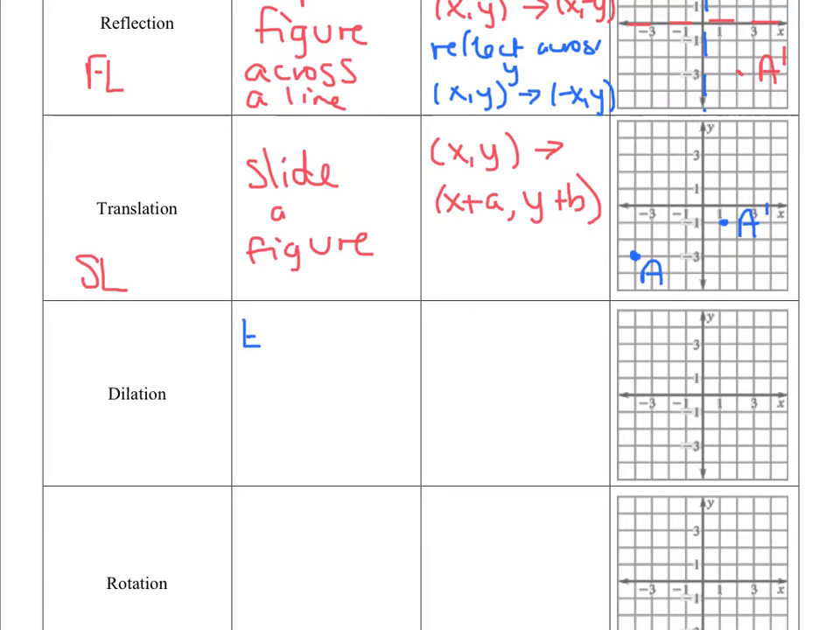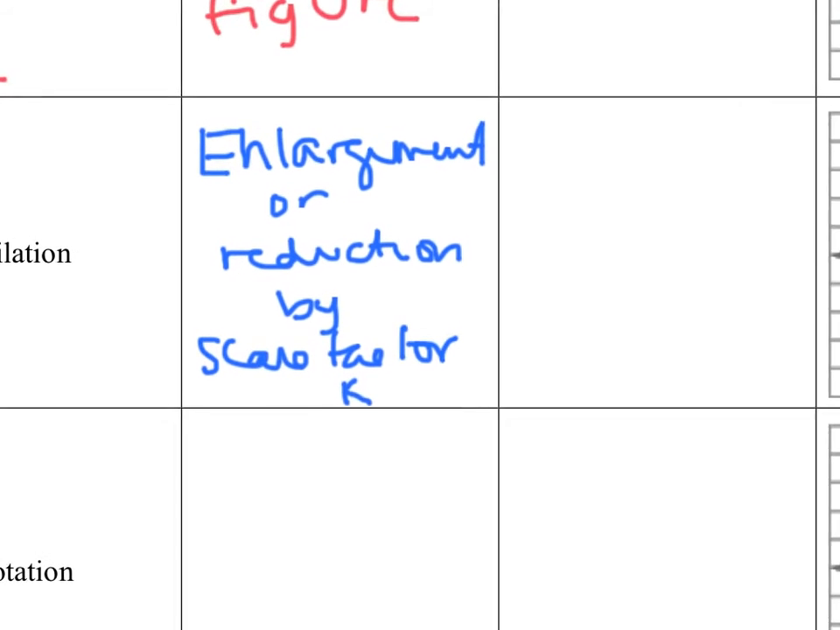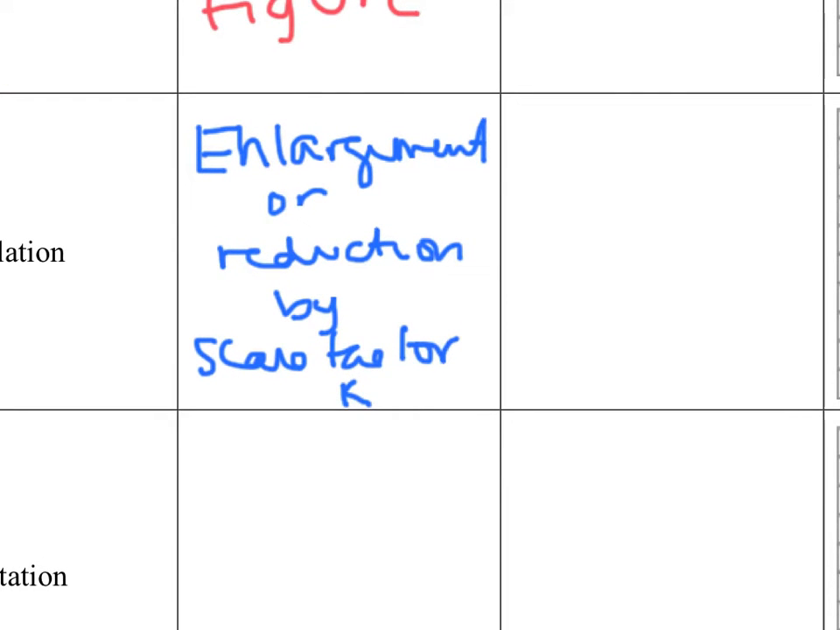A dilation is an enlargement or a reduction of a figure, and you're doing this by a scale factor K. So if you wanted to make a figure twice its size, its scale factor would be 2. And one thing I just want to add here is that if K is greater than 1, it's going to be an enlargement. And if K is between 0 and 1, it's going to be a reduction.